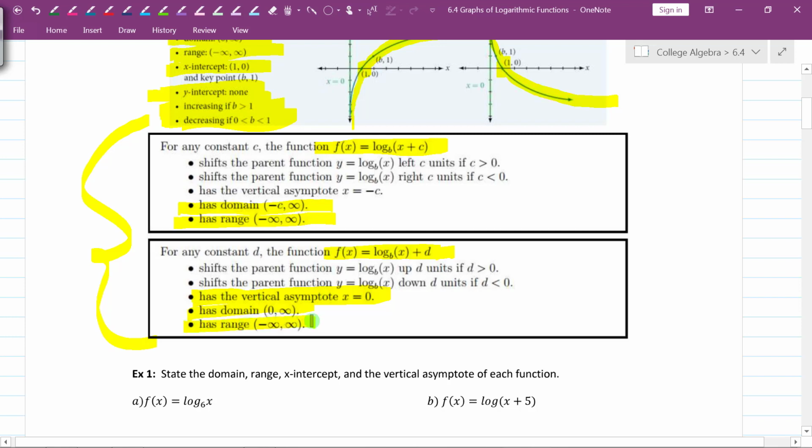Going back up to this one, I forgot to cover the fact that if we have a shift to the right or left of the parent function and our one known point, our vertical asymptote is always 1 unit off of the one known point, and that would also then be equal to negative c. So let me show you how you find all this.